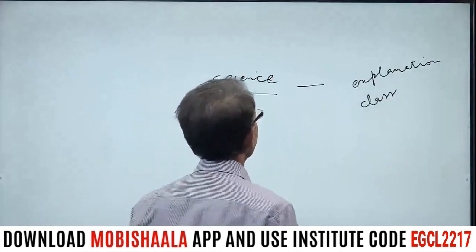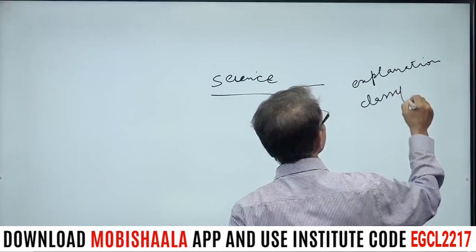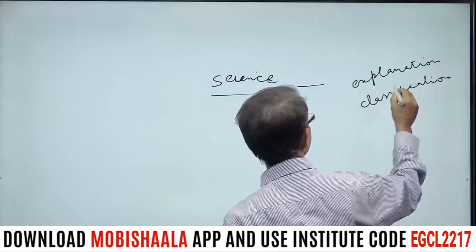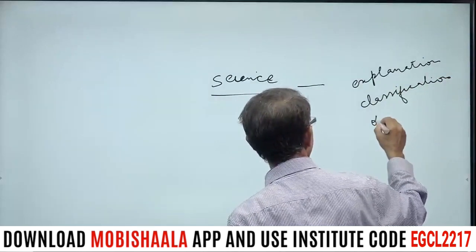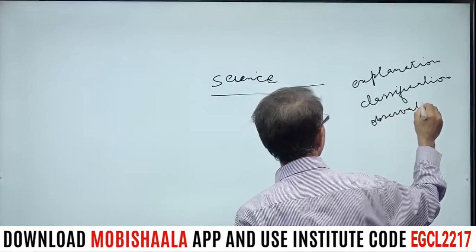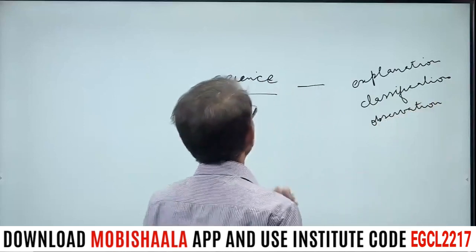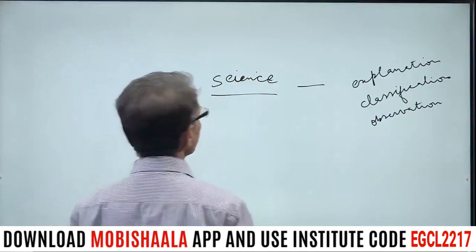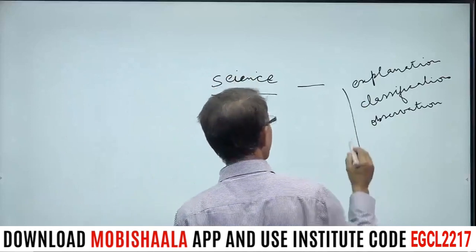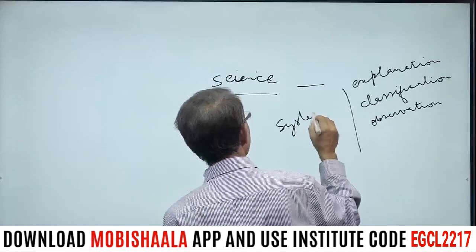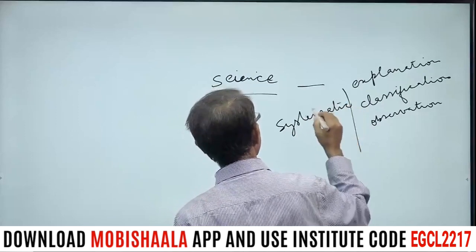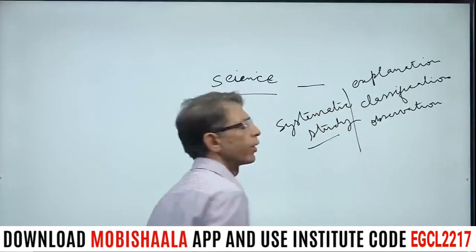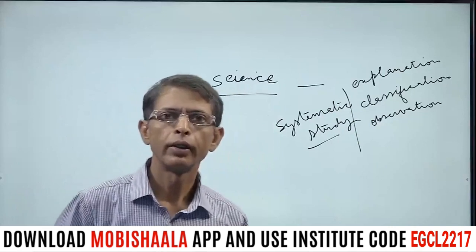Okay, let's go on. Classification and observation. And it's a systematic study. It's also known as a systematic study. Of what? Systematic study of character and conduct. And that is why we call it science.